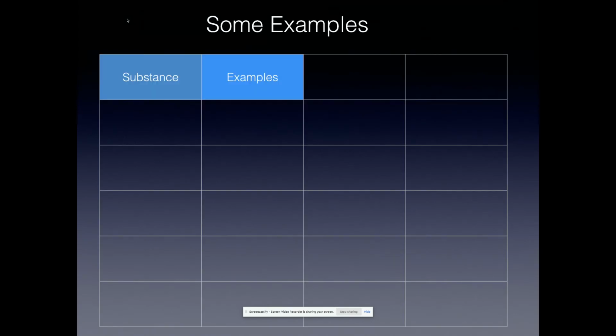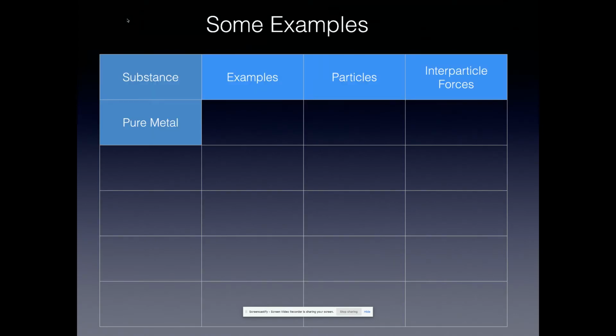Now, let's fill in this table with some examples from your everyday lives. Examples of pure metals: iron, copper, aluminum. I'm not going to put gold in here. That's a different issue. I doubt you have any pure gold. If you have gold jewelry, it's actually an alloy. So iron, copper, or aluminum is made up of atoms, and those atoms are held side by side by something called metallic bonding. We'll return to that in a few minutes because it's really important.